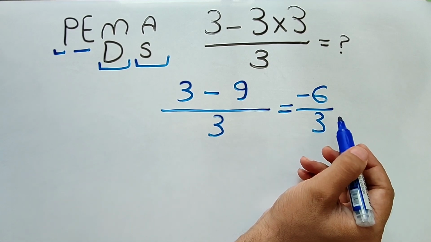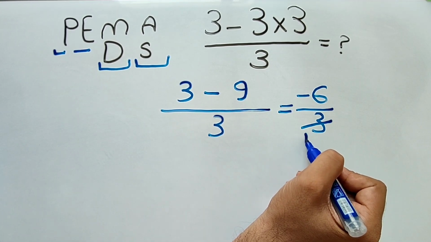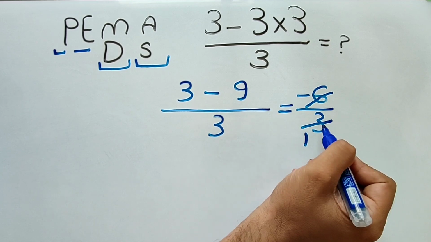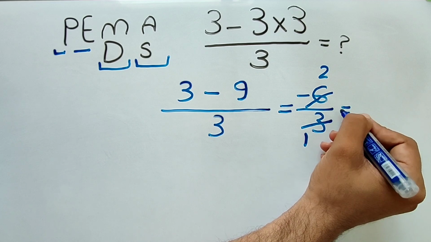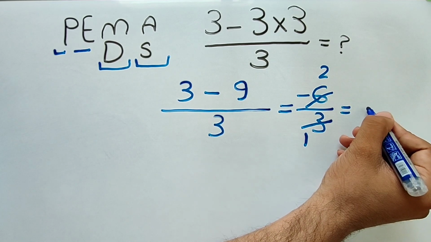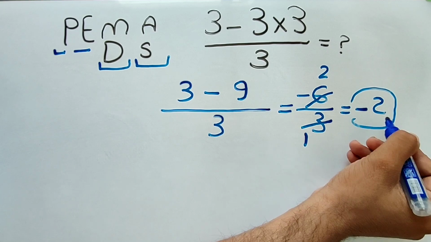Now we can simplify this expression. 3 divided by 3 is equal to 1, and 6 divided by 3 is equal to 2. Now we have negative 2 over 1, that equals negative 2. The final answer is negative 2.